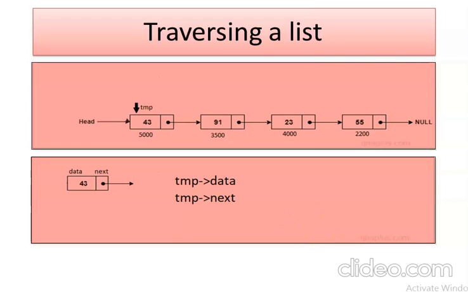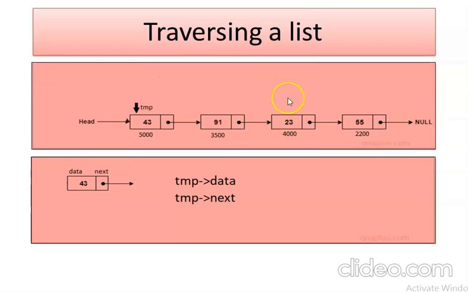I have told you that when we are adding a node in the front, we don't need to travel or move through the other nodes in the linked list. But in the case of addition of a node at the end or in between the front and end, we have to move from the first node to find the particular location where we want to add the new node. Before that, let us see how to move from one node to another node in a linked list.